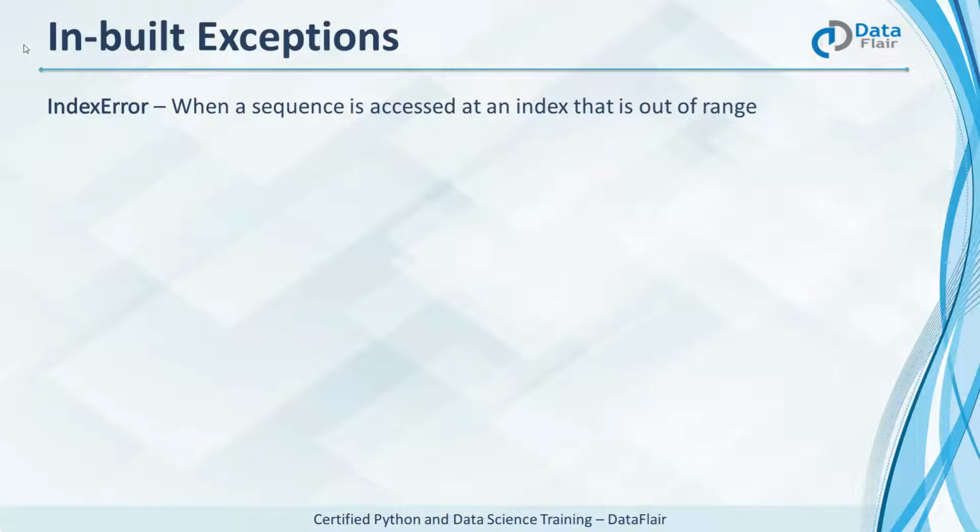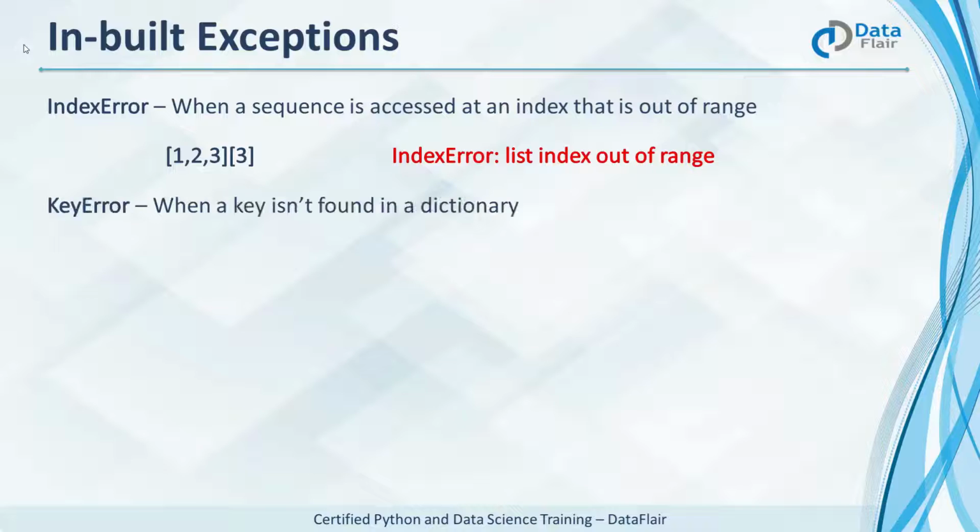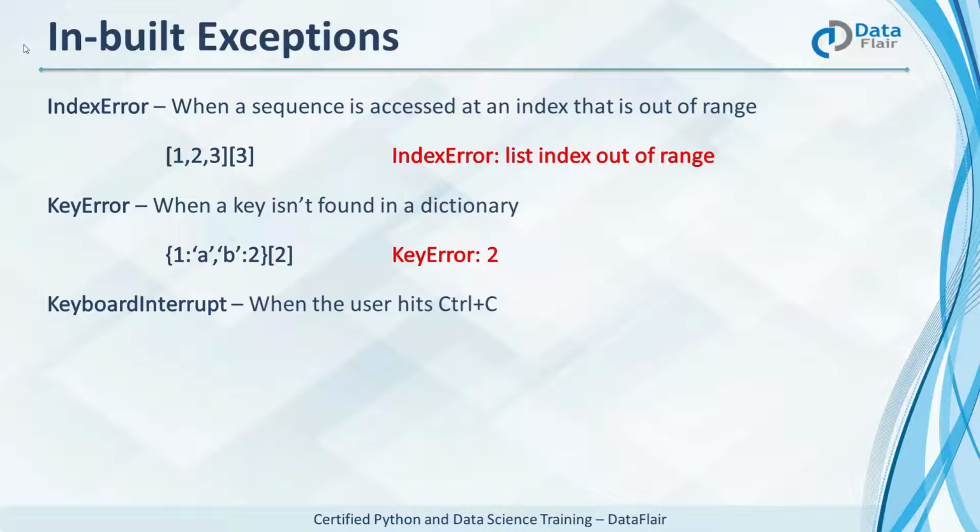IndexError is raised when you access a sequence, like a list, at an index that does not exist. Here the indices are 0 to 2. There's no index 3. When you try to access the value for a key that does not exist in the dictionary, it raises a KeyError. The key 2 is not a part of this dictionary. And for the times you have yourselves an infinite loop, you can break out of it by pressing Ctrl and C together. This raises a KeyboardInterrupt.